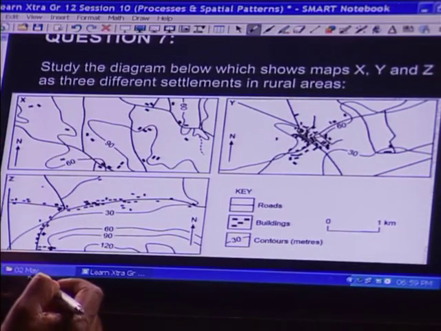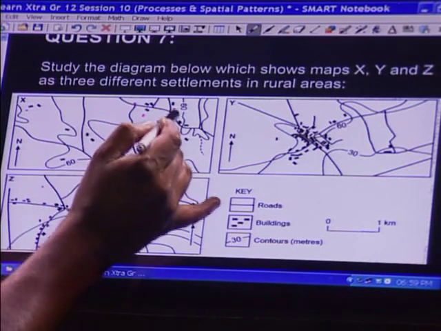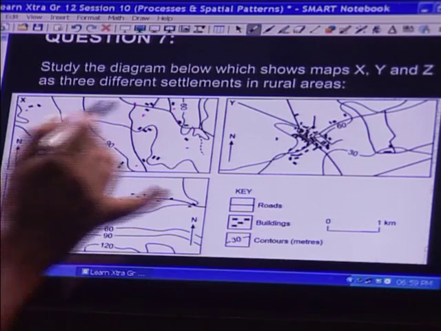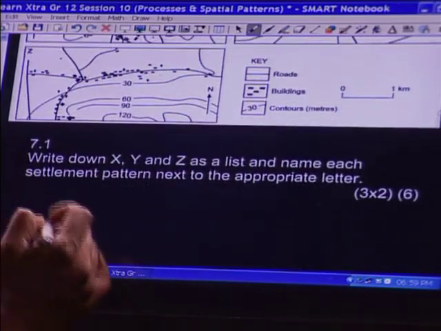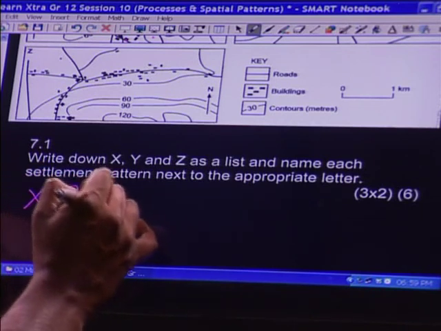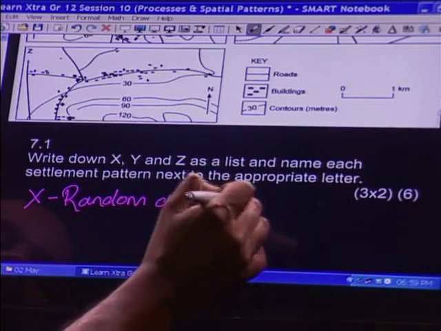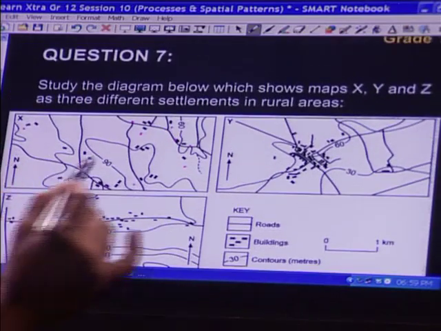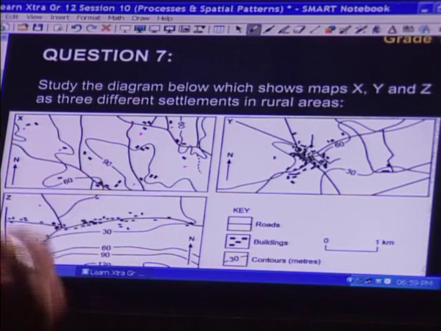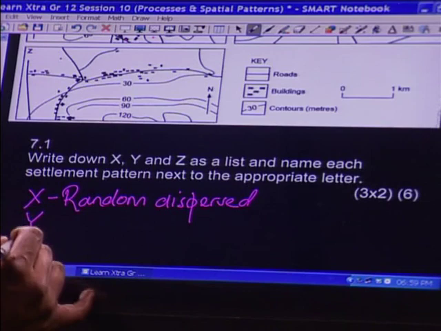If we start off with settlement X, you'll note that the settlements are located randomly across this particular diagram. A nice word to describe it is haphazardly or random. So, settlement X would be random dispersed. If we go back to the diagram, note the levels of dispersion that occurs on this diagram along a contour line. The next question, Y.